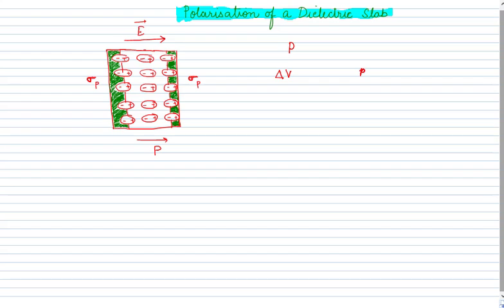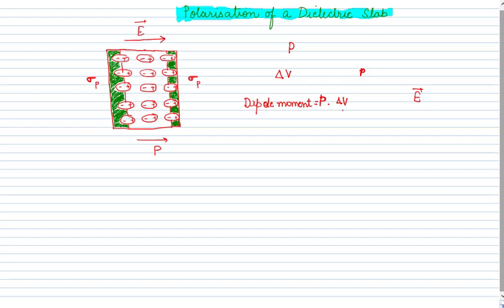So this P shows the dipole moment, and this P is showing the polarization. So the dipole moment due to this volume delta V will be P, the dipole moment, multiplied with the volume delta V. So this is the dipole moment due to these dipoles. The dipole moment will be this, and this will be along the direction of the electric field. Now the volume delta V has no net charge.